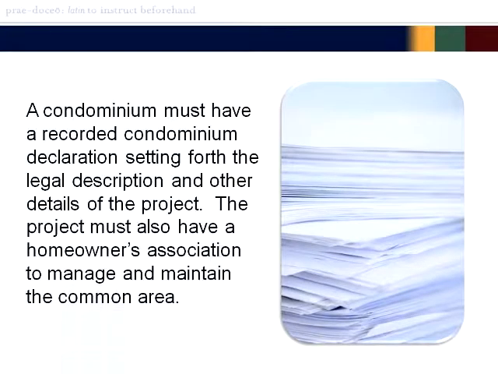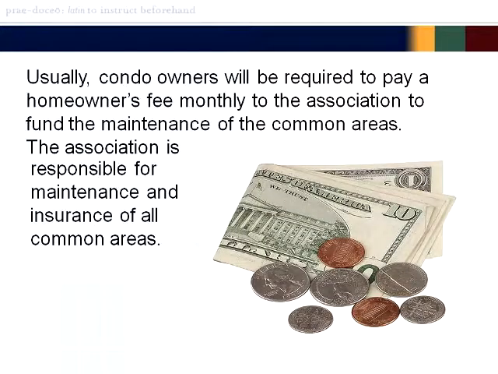A condominium must have a recorded condominium declaration, setting forth the legal description and other details of the project. The project must also have a homeowners association to manage and maintain the common area. Usually, condo owners will be required to pay a homeowner's fee monthly to the association to fund the maintenance of the common areas. The association is responsible for maintenance and insurance of all common areas.